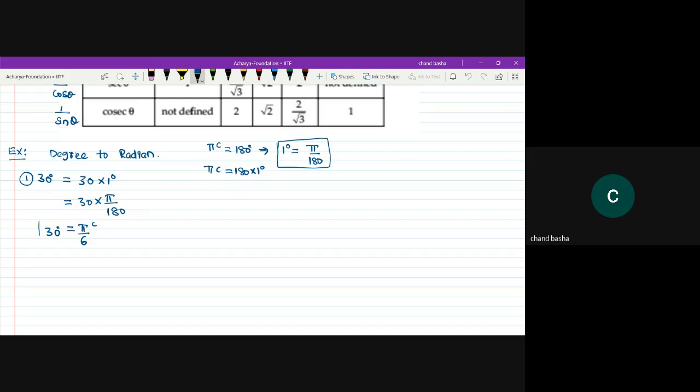So 30 degrees is equal to pi by 6 radian. This is the first point. Question number 1. Example number 1.